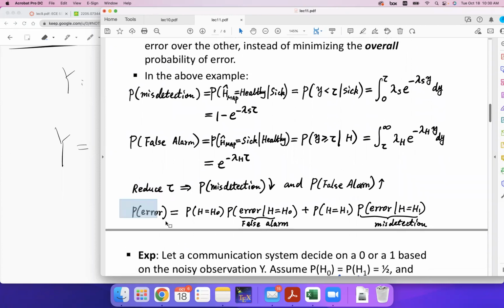And then in the end, the overall probability of error is calculated as follows. This is the total probability rule, where we partition the entire space by H0 and H1. Each of these two terms is computed here. And if we know the prior probabilities, then we can calculate the total probability of error. So this is how we leverage the probability framework to develop such binary hypothesis testing rules.